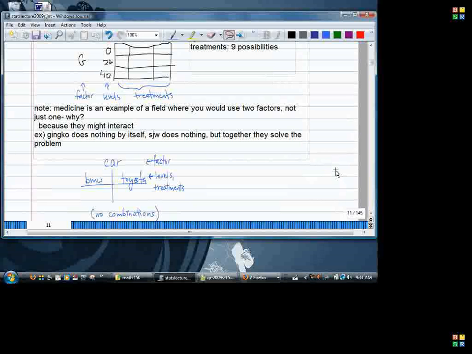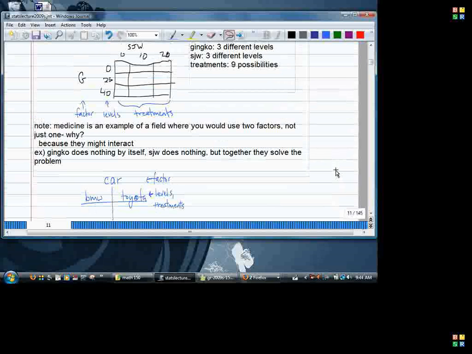So think about the previous example. You give someone a combination of ginkgo and St. John's wort. Would you give someone a combination of BMW and Toyota? No, so that doesn't make sense. You could say BMW 5 Series versus BMW 7 Series, but you wouldn't give them different combinations of car. You only give them one car. Good question.